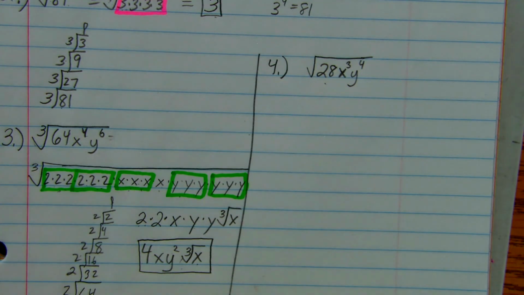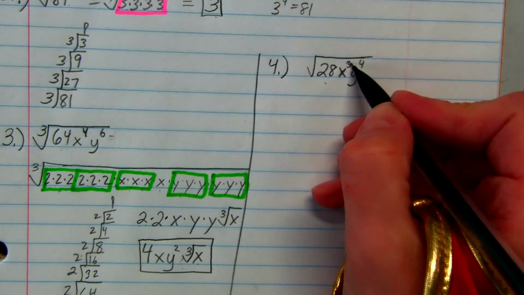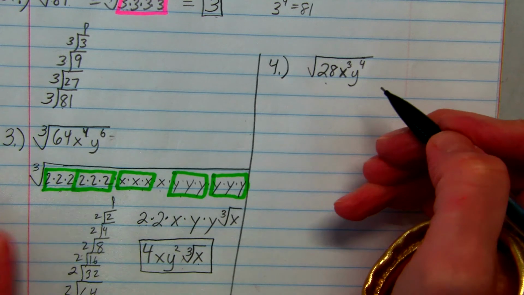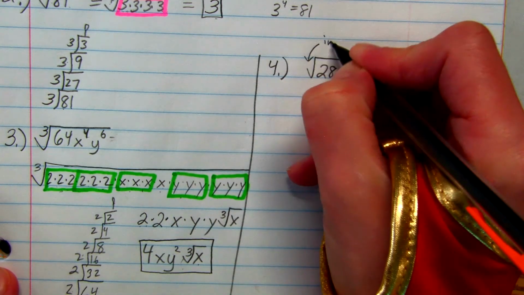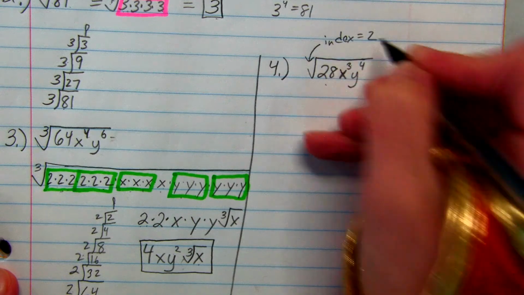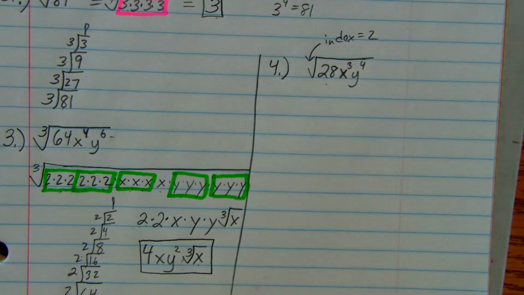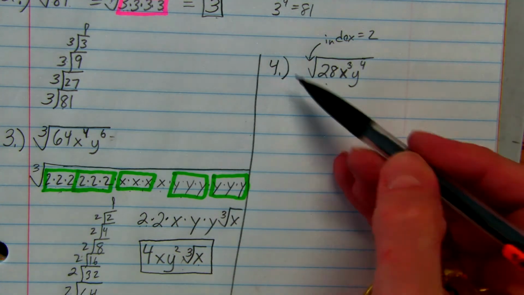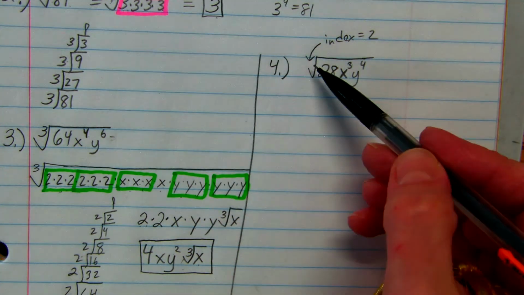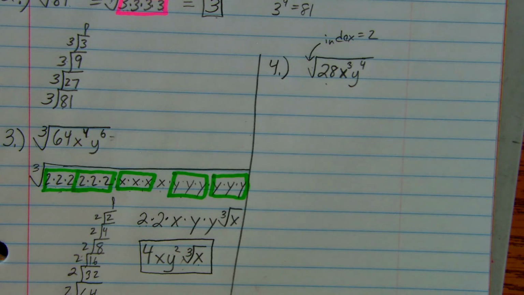Okay? So that's the square root of 28x cubed y to the 4th. If this is a square root, they don't put the number here, but that means that the index is 2. So we're doing pairs. We use square roots so much, they dropped the 2 a long time ago so it would be a little bit less writing, and just used the root symbol. If they don't have a number there, you assume it's 2.